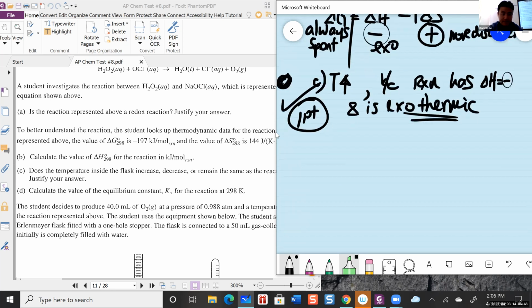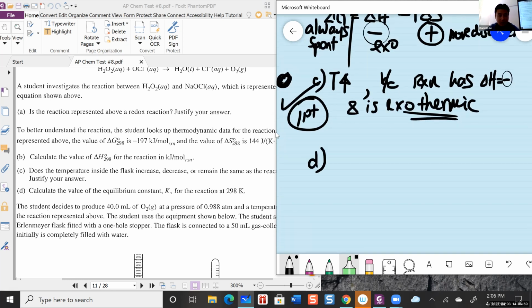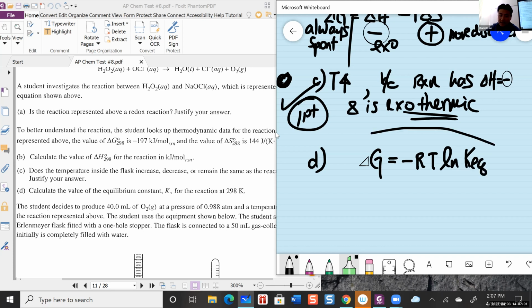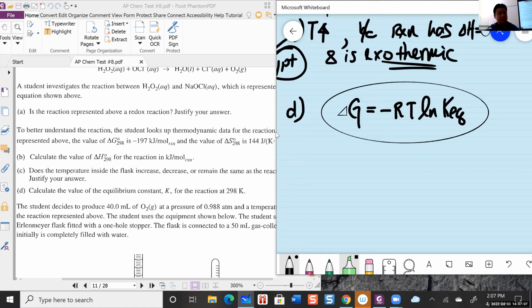Let's look at part D. Calculate equilibrium constant. So once again, if you know delta G, you can always find the equilibrium constant using this equation: negative RT natural log of K. This equation is given on the test, on the free response part in the equation sheet, right? So delta G equals negative RT ln K.